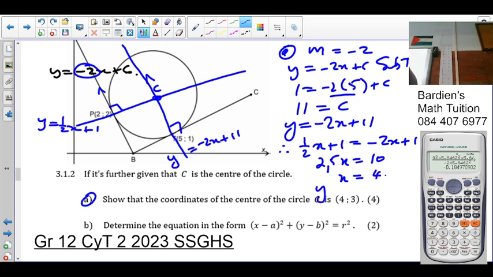To get the corresponding y value, I substitute it into any one of the 2 equations. So it's negative 2 times 4, which is negative 8, plus 11 is, of course, 3. So point C is (4, 3).